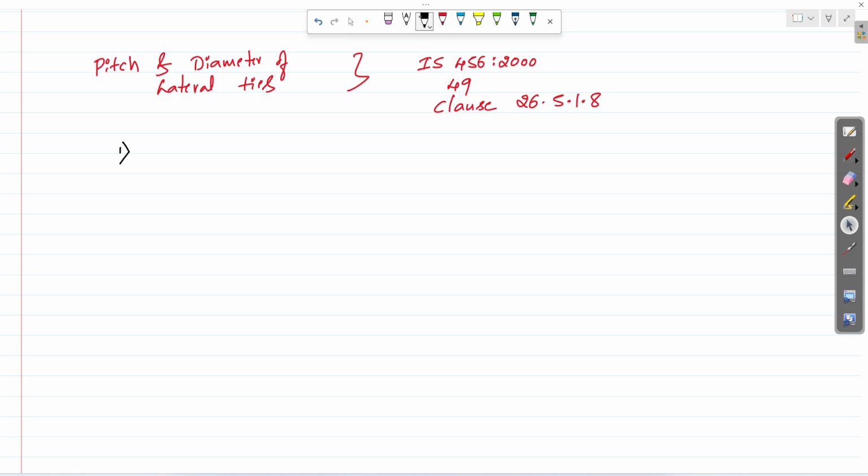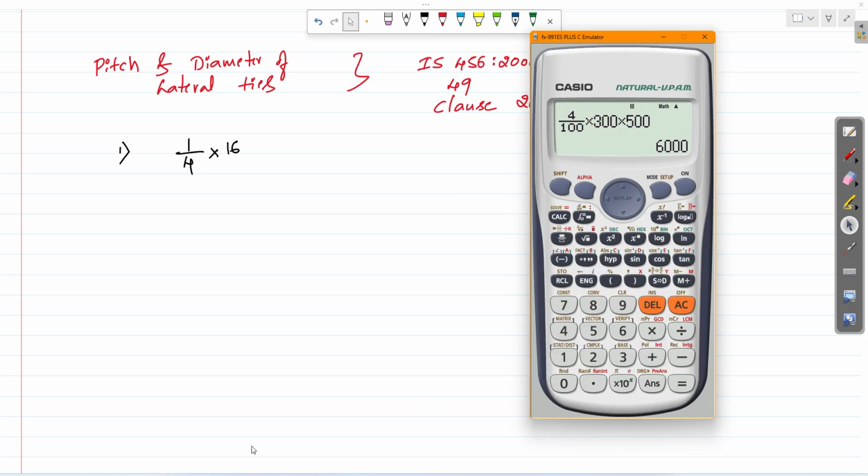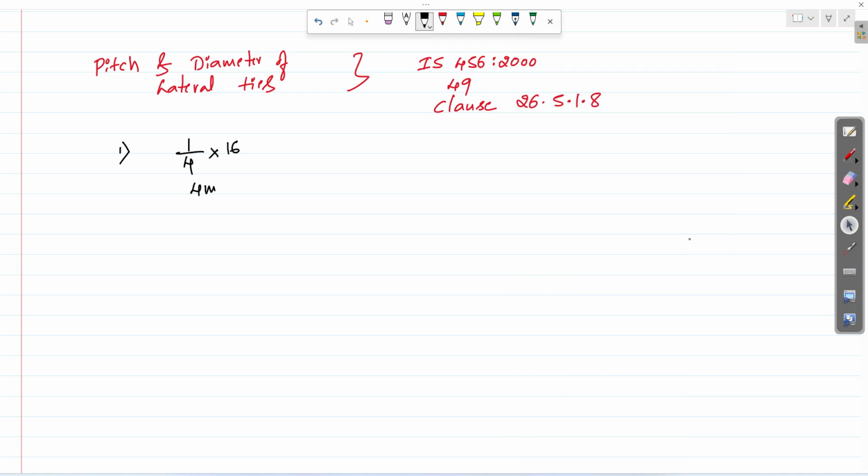So what the code says, not less than 1/4 of the diameter of the largest longitudinal bar. So 1/4 times 16, which means 4 mm diameter of lateral ties. Anyway, we will be providing 8 mm dia for lateral ties.